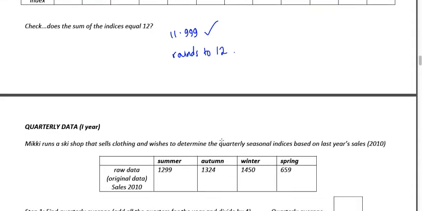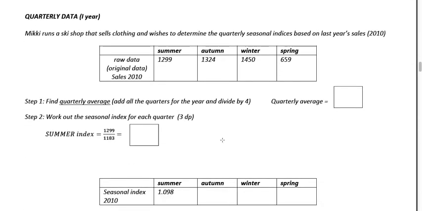Moving along, you can have another go. This time we have quarterly data over 1 year, and this is for some sales. So this is 2010 sales. We've got the raw data, so this is, I'm assuming in dollars obviously, for summer, autumn, winter and spring. Okay, what we want to do is find, first of all, the quarterly average. We're going to add these 4 values together, and then we are going to divide by 4, as there are 4 seasons. So 1183 is what you get when you average those 4 values.